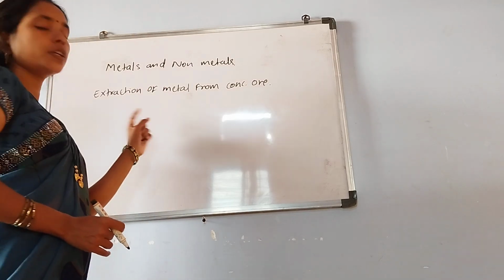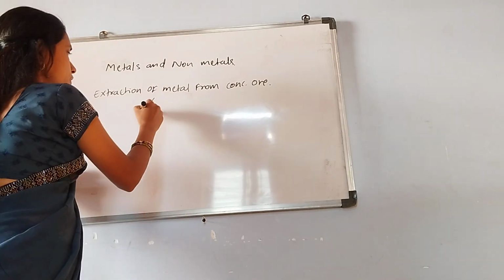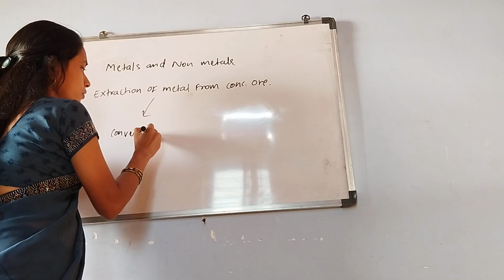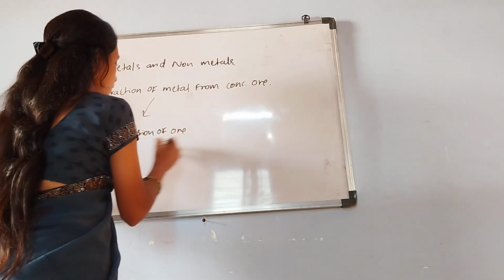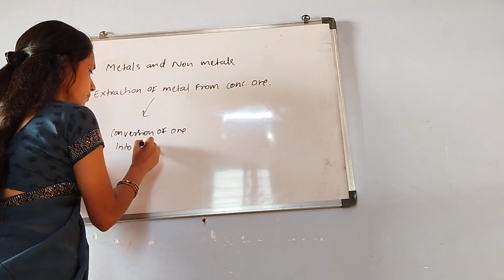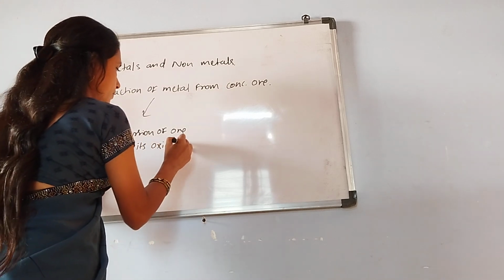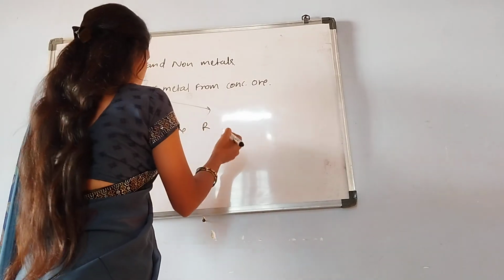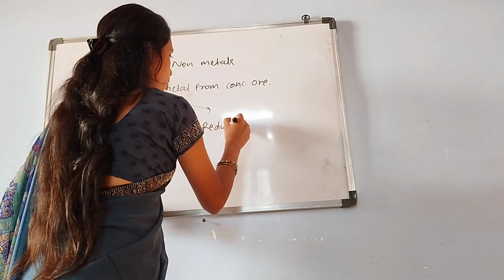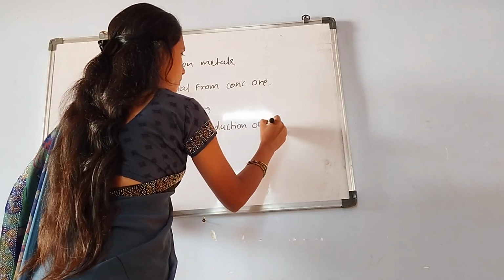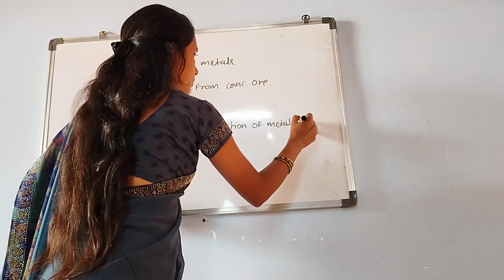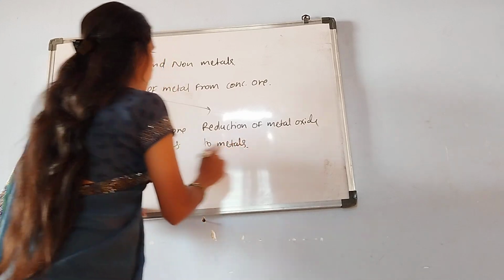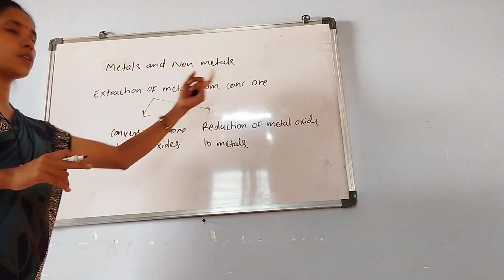In this there are two steps. First one is conversion of ore into its oxides. And second one is what? Second one is reduction of metal oxide to metal. So these two steps are there in case of extraction of metal from concentrated ore.